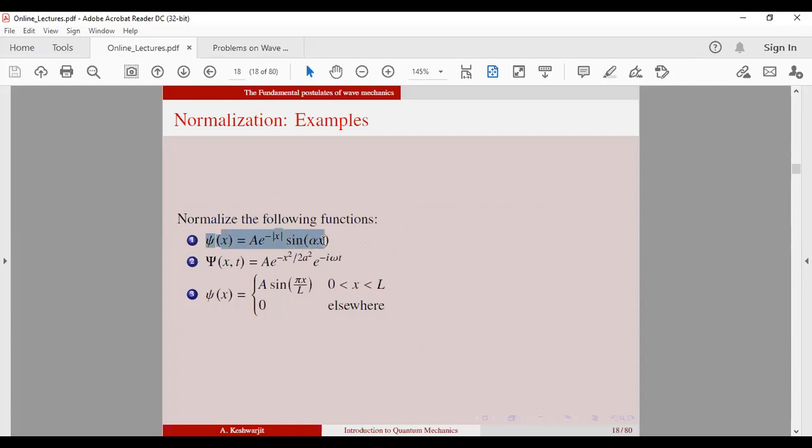We discussed the normalization of this first example, and then example number 2 and example number 3 are left as your homework. Let me give you a hint. While solving example number 2, you will have to use the properties of gamma functions. And then this example number 3, the normalization of this wave function, you will come across this problem in unit 3 when you discuss the wave function of a particle in a box. So these examples 2 and 3 are your homeworks.